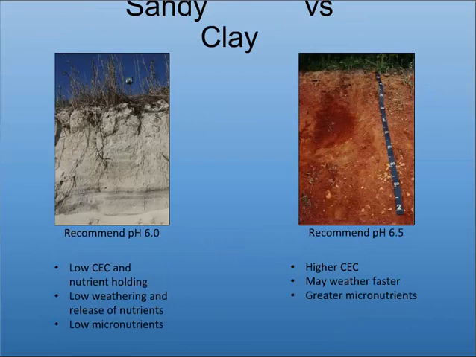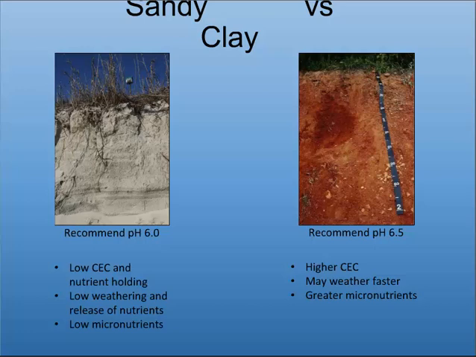So University of Delaware is going to recommend for a sandy soil a pH of about 6.0, and for a clay soil a pH of about 6.5. What you have to remember about these and anything in soils is it's just a general recommendation. It works well relatively. So a pH of 6.0 for a sandy soil is mostly due to it having a low CEC, so it doesn't hold many nutrients.